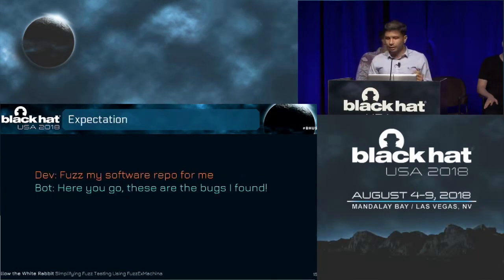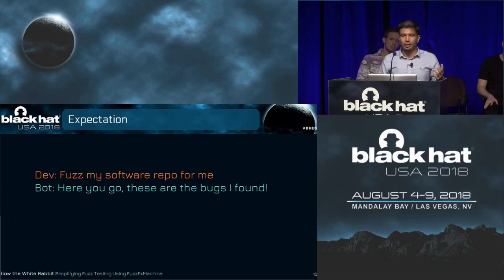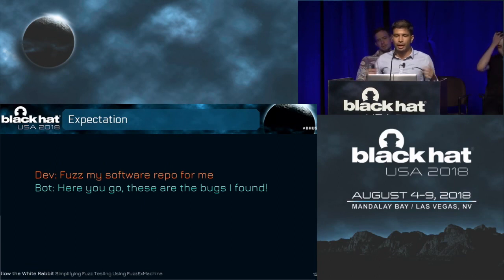So what I deciphered from my conversation with Kostya and my own experience writing test cases is that the developer expectation is that I provide these so-called fuzzing frameworks my GitHub URL, and the fuzzing bot or the fuzzing service says, okay, I take your URL and I give you the bugs that I found. So that's the developer expectation. I provide you the URL, you give me bugs, and we are done.